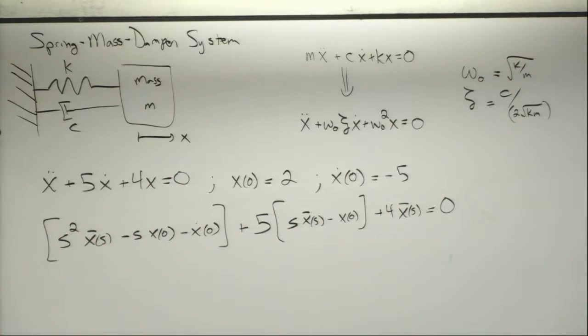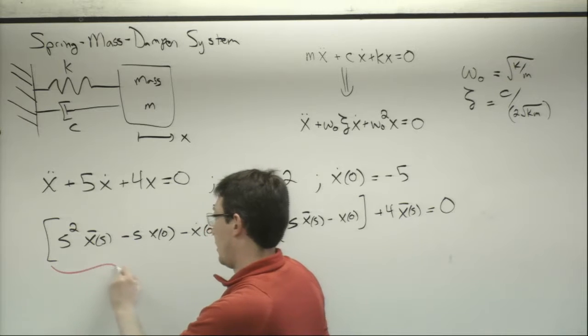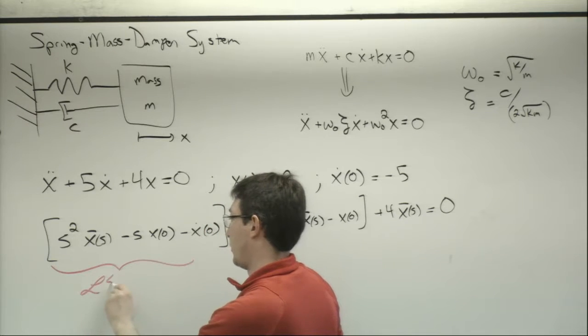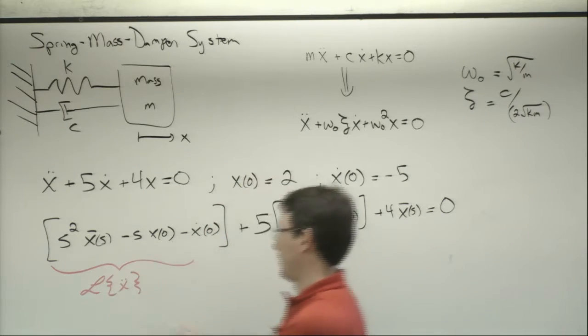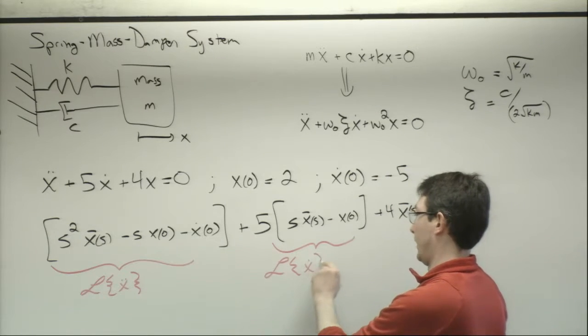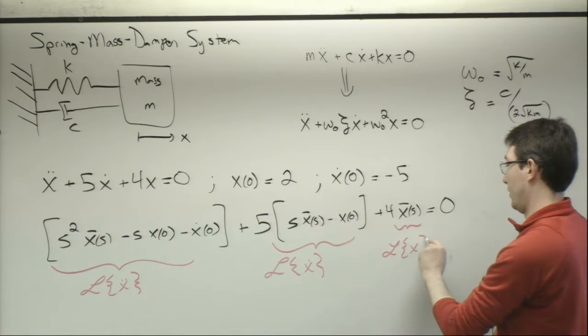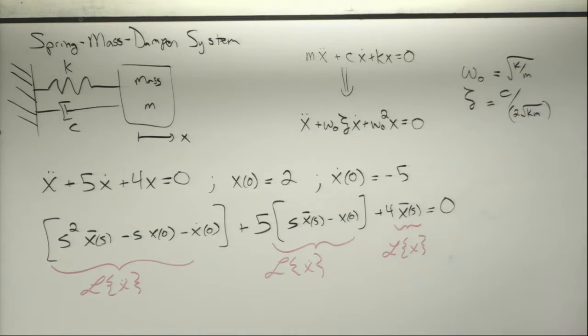So I want to color code this just because it's a little easier to understand. This is the Laplace transform of x double dot. This is the Laplace transform of x dot. And this is the Laplace transform of x of t. So all I've done is Laplace transform both sides.